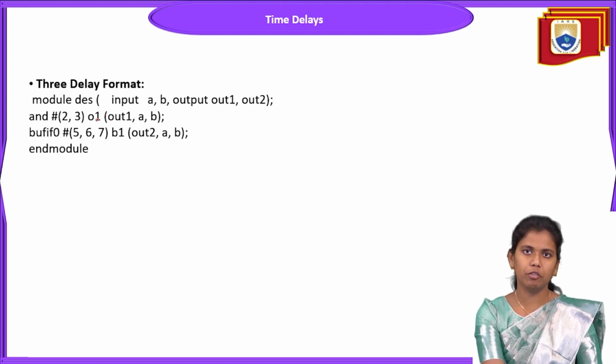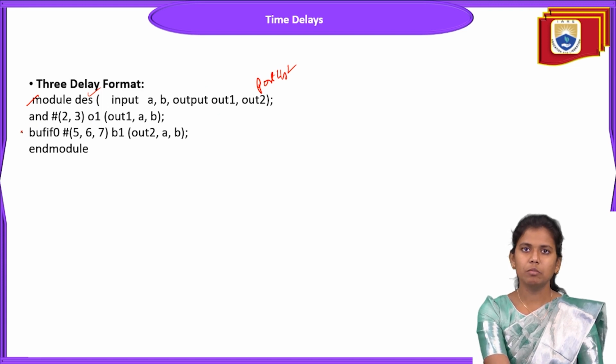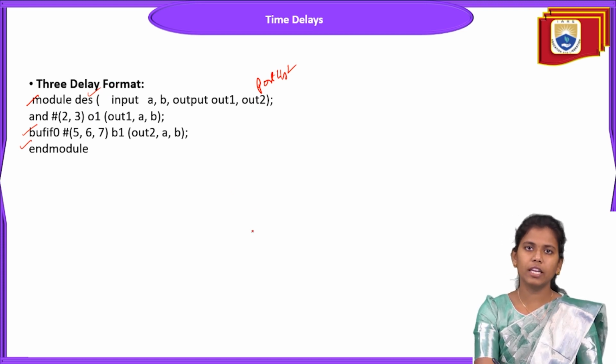Here also, in the 3 delay format, we have a module, the name of the module and the name of the circuit that you are considering, and this is a port list. In the port list, usually the input port as well as the output port. And coming to the AND gate and buff if 0. So here, as I said, it is a 3 delay format, right?